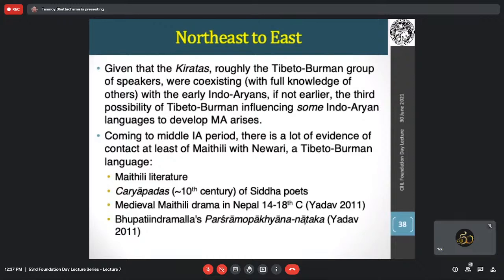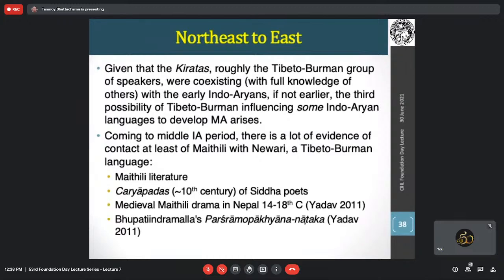So I looked at this very interesting book by, again, Ramanatha Yadav. This is a more recent book from 2011, which is a translation and transcription of this text, Parshram Upakhyan Nataka. It's not Parashram, and he talks about why it is not, therefore most probably it was Maithili. And here is the book. I don't know if you can see it.